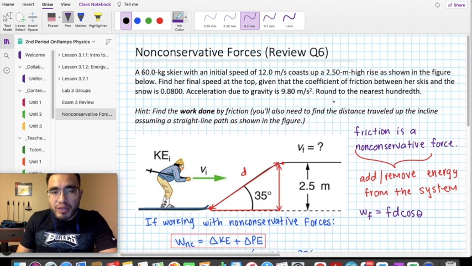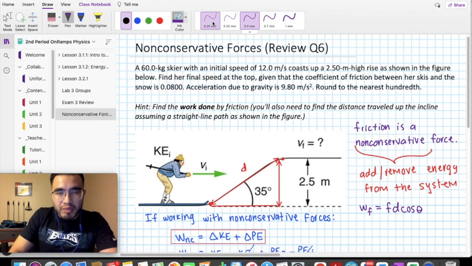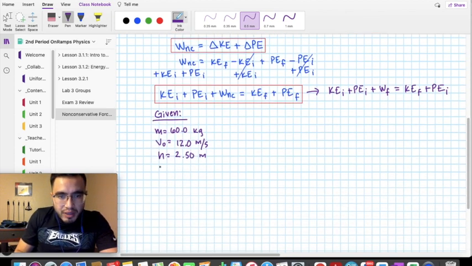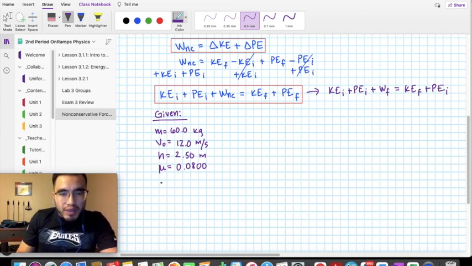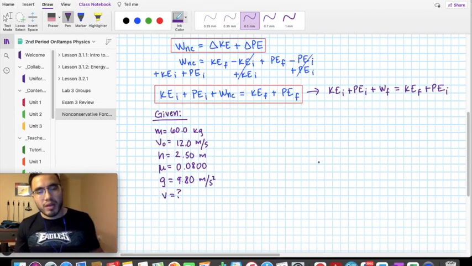And we have the coefficient of friction, and we have to find the final speed. That is very important. The coefficient of friction is the Greek letter mu. It looks like an M, looks like a U, so it's mu. It is just a coefficient, so it has no units. Then we have acceleration due to gravity, which is 9.8 meters per second squared. And we have to find the final velocity, just V.